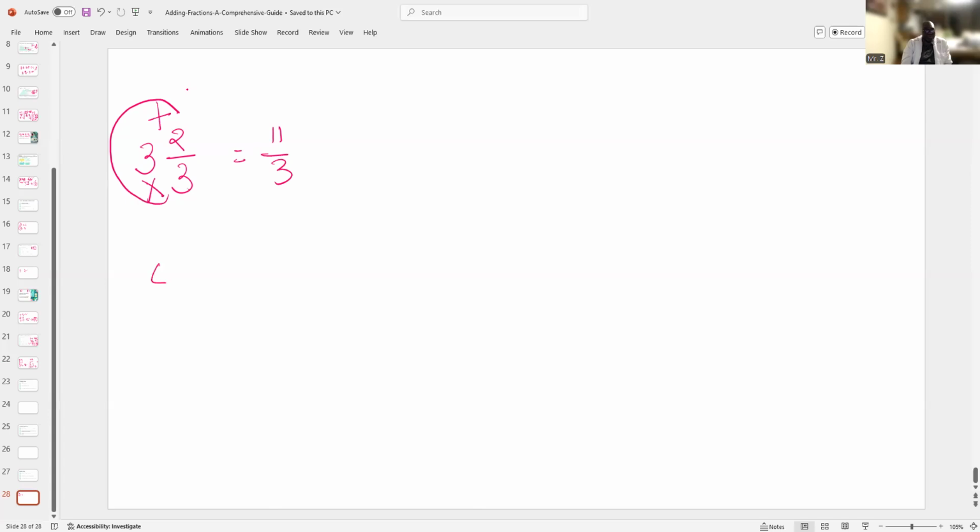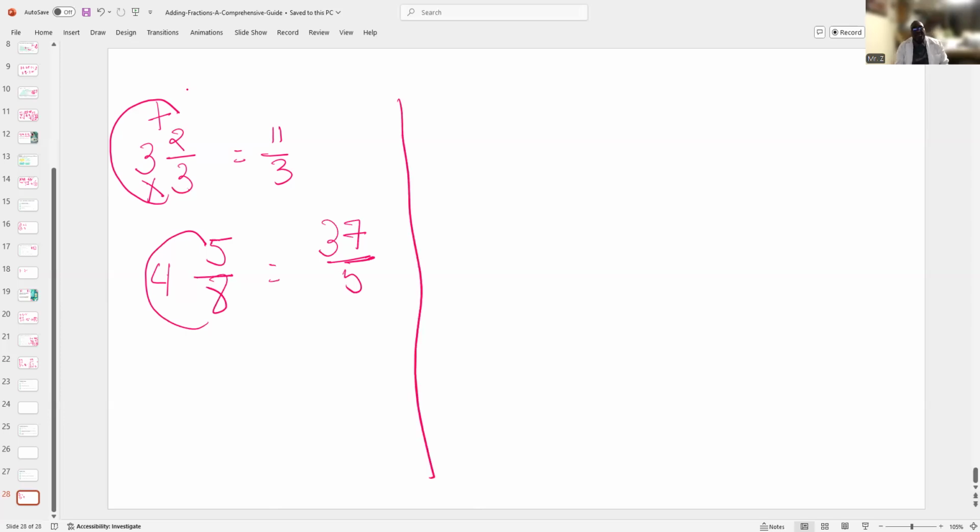This is how you convert a mixed number to an improper fraction. Let's convert 4 and 5/8 this way. A mixed number is a combination of a whole number plus a proper fraction. 4 times 8 is 32, plus 5 is 37. This is how you can convert a mixed number to an improper fraction.